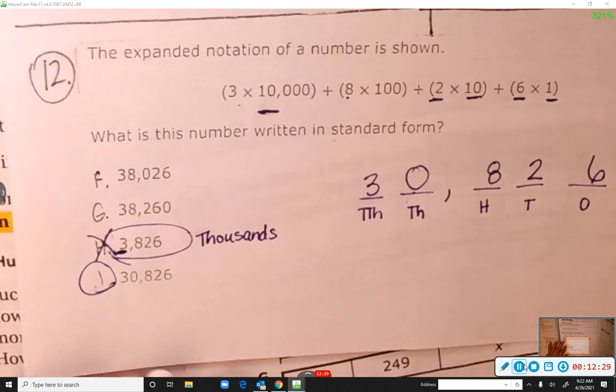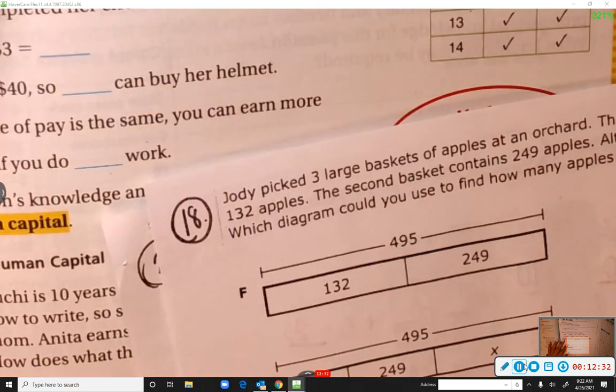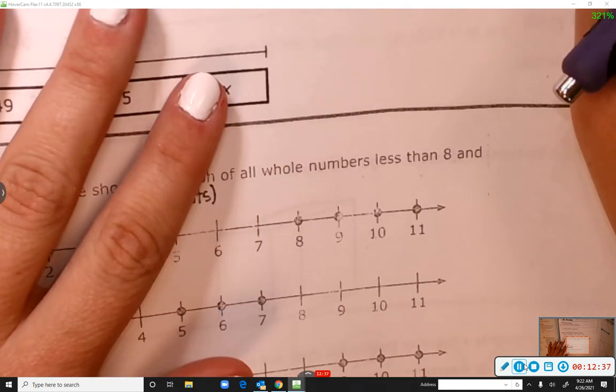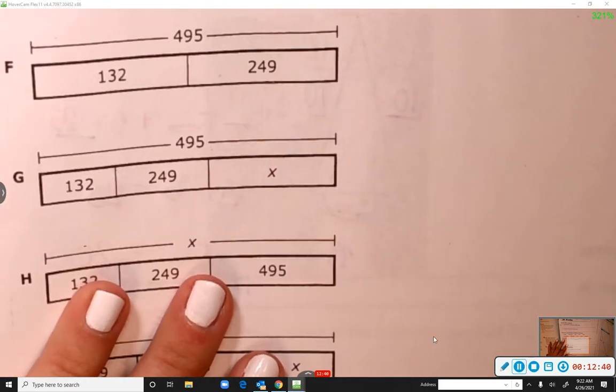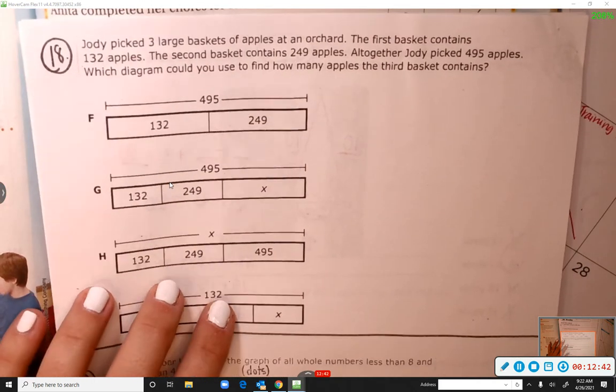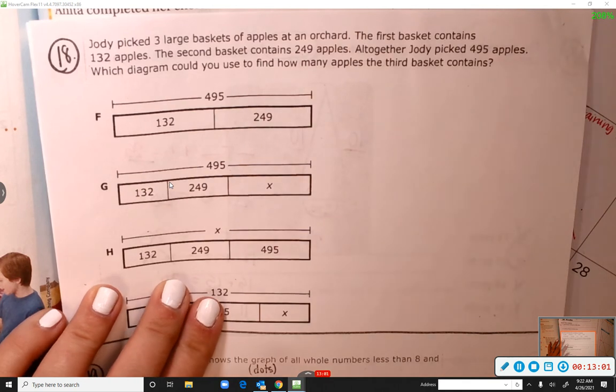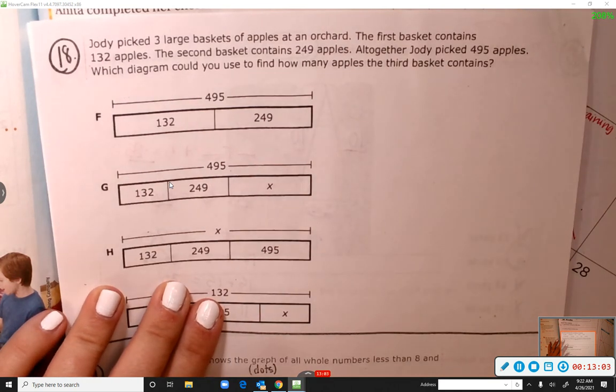Okay, let's look at 18. We had a lot of people miss that one. Jody picked 3 large baskets of apples on an orchard. The first basket contains 132 apples. The second basket contains 249 apples. Altogether, Jody picked 495 apples. Which diagram could you use to find how many apples the third basket contains?